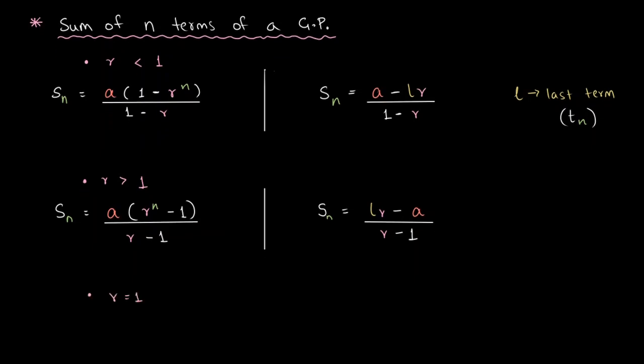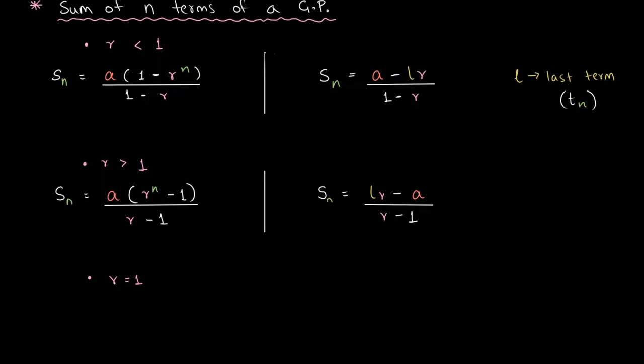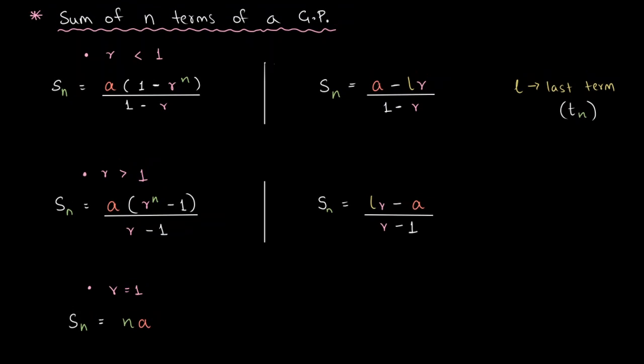So in the case where r is equal to 1, understand that the common ratio, the ratio between any two successive terms, is equal to 1. That means that they're the same term. If a is the first term and the ratio is 1, a into r becomes a again, and a into r square also becomes a, and a into r cube also will be a. So we'll just have a bunch of a's, n times, and the sum of n terms is nothing but n into a.